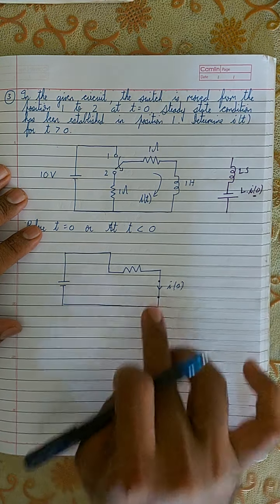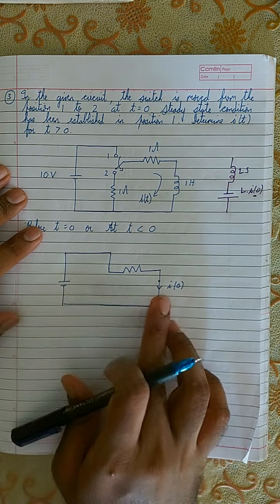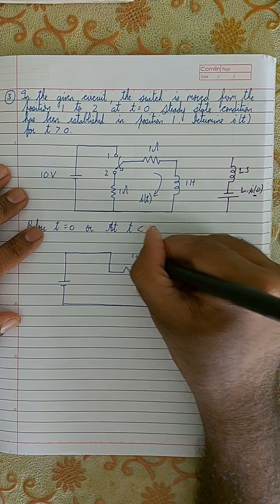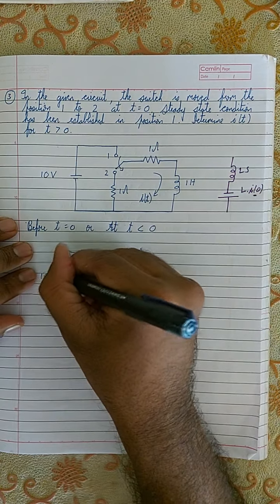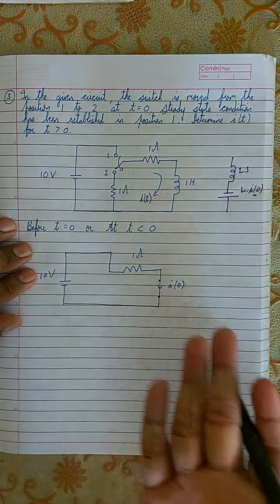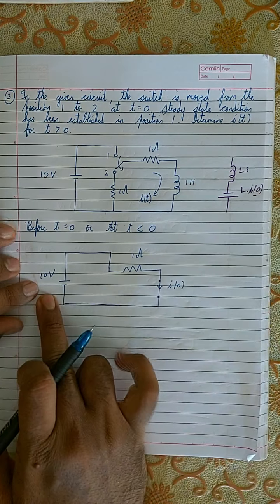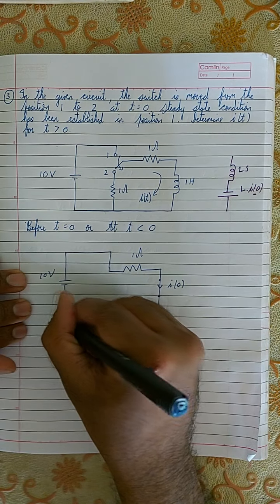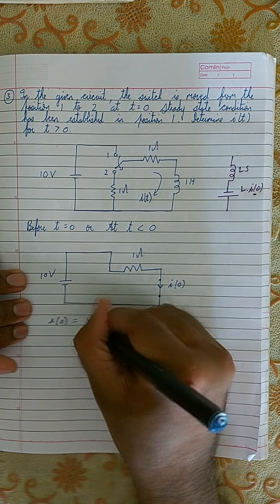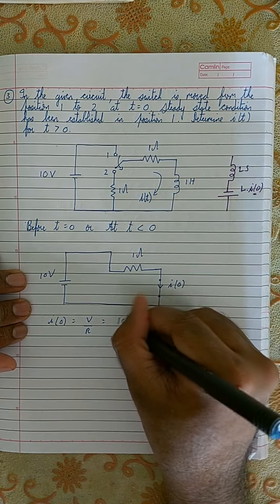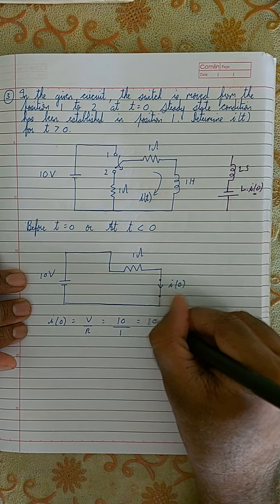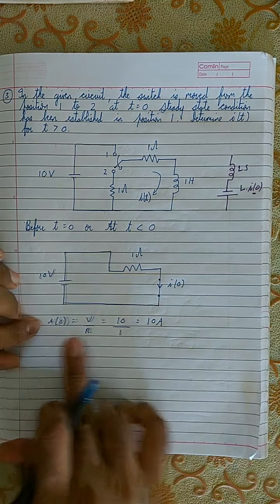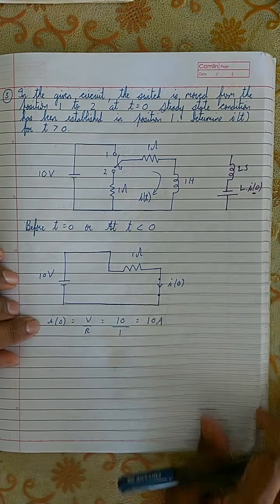Okay, that is what you need to find over here first. So this is the circuit. Here there is 1 ohm. This is 10 volt. So this is a simple circuit, right? There's nothing over here, just a voltage and a resistor, that's all. So in that case, what is the value of I of 0? I of 0 is equal to V by R, which is nothing but 10 by 1, which is equal to 10 amperes. Therefore, I have discovered that I of 0 is equal to 10 amperes.